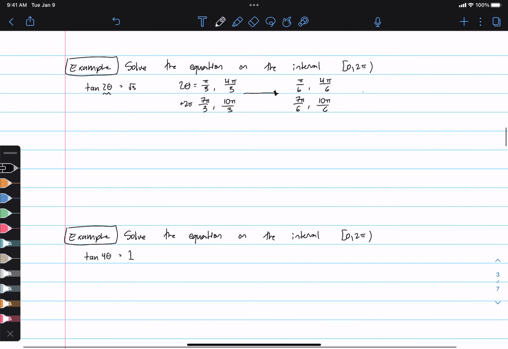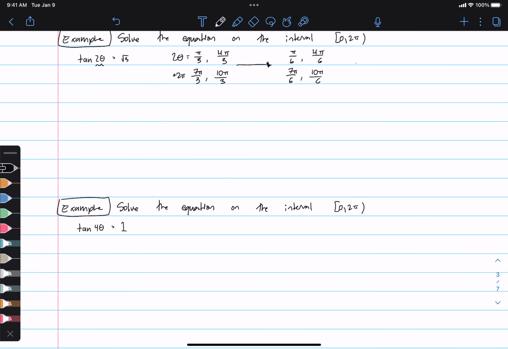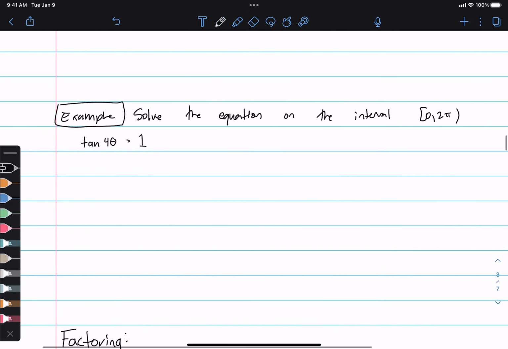So another example, we're going to solve the equation on the interval 0 to 2 pi, and we're going to have the tangent of 4 theta is equal to 1. So we want 4 theta to equal, find one value in the unit circle that works with this, right? So if we have 4 theta equal to pi over 4, then this equation is satisfied, right? And then we're going to add pi to that to get 5 pi over 4 as our second value, right?